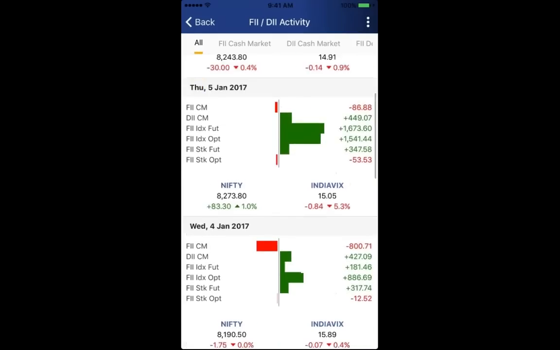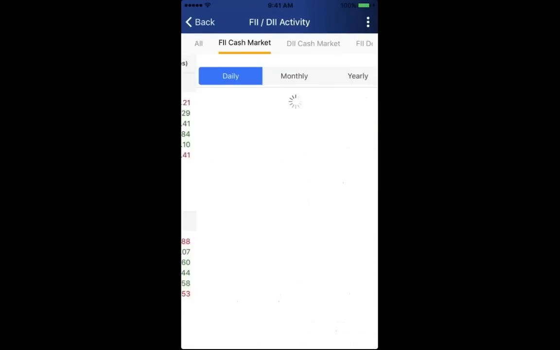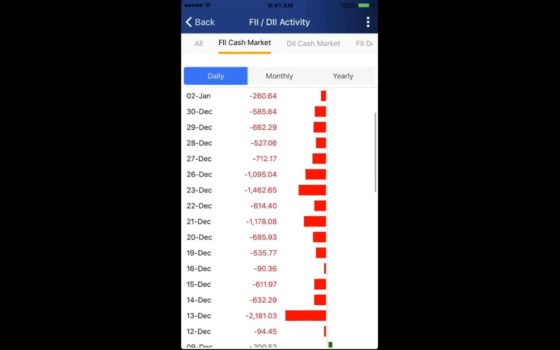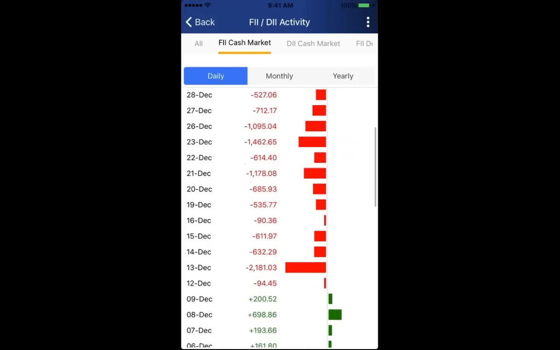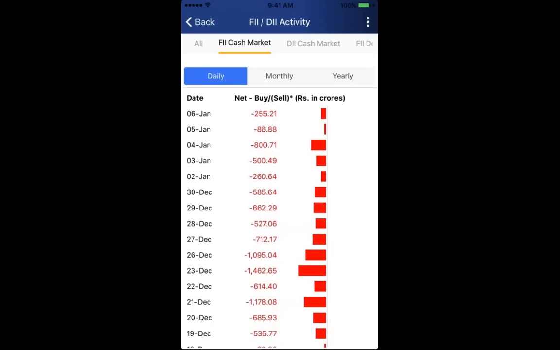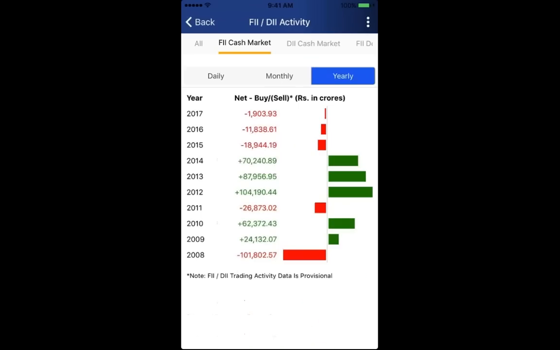flows. So throughout December, from 12th or 13th of December, FIIs have been selling continuously in the cash market. If you want to check that data monthly, you just tap on monthly. Then you can figure out that, okay, from October, November, December, Jan, FIIs have been net sellers. You can do that for yearly as well, and you can find that in 2015-16, FIIs were net sellers in the cash market, right? It's quite obvious because, if you notice, the last 2 years, 2015-16, have been very flat for the Indian markets.